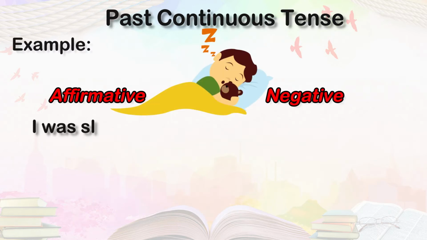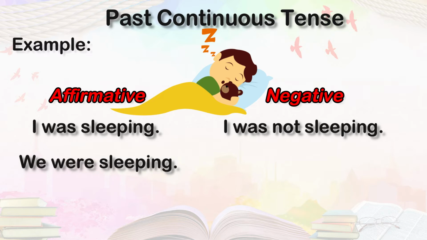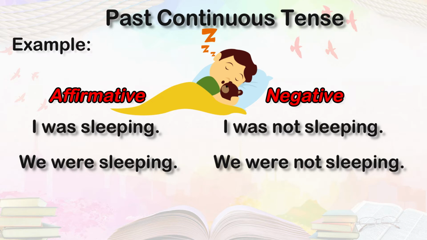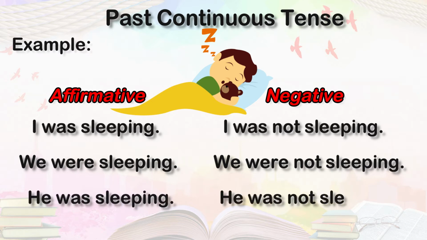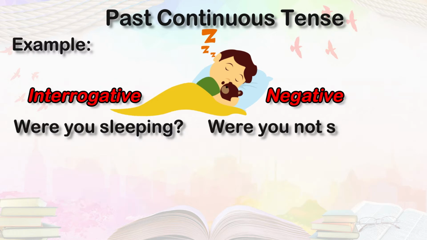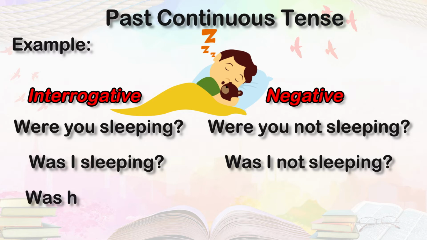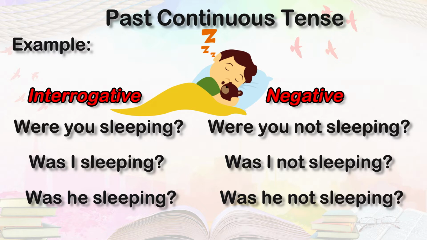Examples. I was sleeping. I was not sleeping. We were sleeping. We were not sleeping. He was sleeping. He was not sleeping. Were you sleeping? Were you not sleeping? Was I sleeping? Was I not sleeping? Was he sleeping? Was he not sleeping?